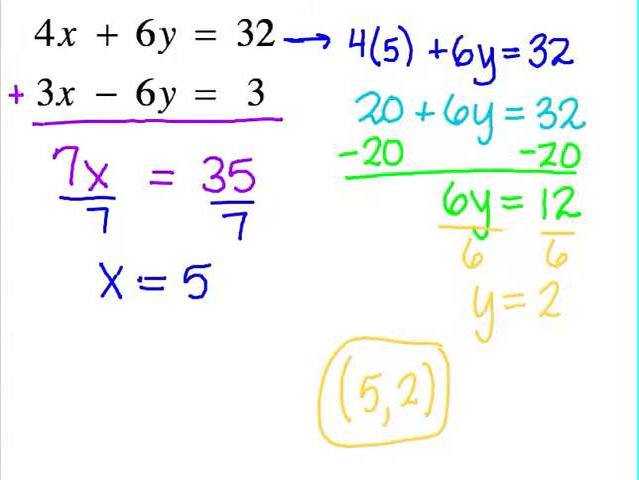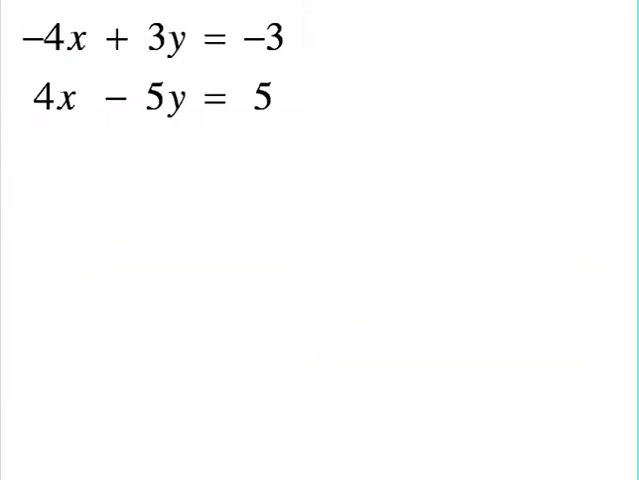Let's look at another one. Now remember, our whole goal is to eliminate one variable. So I'm looking for the same coefficient where one is positive and one is negative. So in this system of equations, what variable could I eliminate? What variable? X. X, okay? So let's go ahead and add those two together.